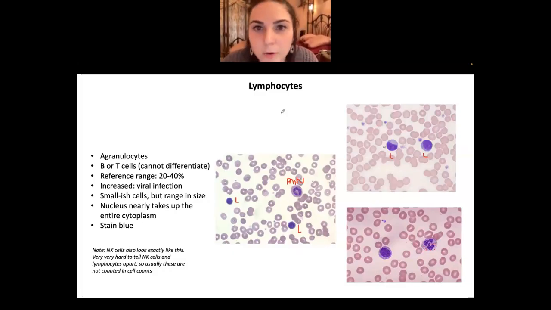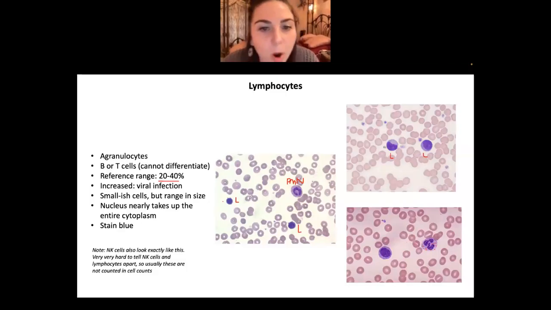Something important to know is that if you look at this, you cannot tell if this is a B or a T cell. You know it's one of the two, but you can't differentiate. These are the next highest number present on a peripheral blood smear. So your neutrophils are the highest, then your lymphocytes. If you have a lot of lymphocytes on your peripheral blood smear, this is where you think viral infection. Hopefully this makes sense after the T cell lecture, especially because you really need T cells to get rid of viruses.